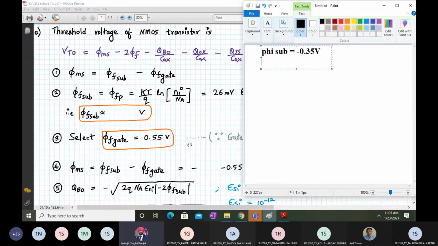Please type in the meeting chat your responses. Are you all getting minus 0.35 volt? One of you has replied. I'm waiting for at least one or two more responses.